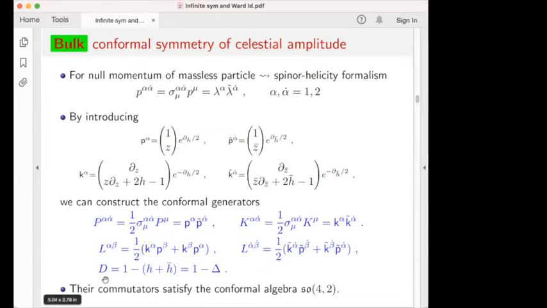And finally, we have the dilatation. In this case, it is given by this 1 plus Δ. So it's very simple. With these conformal generators, we can then compute the commutators, and you will find that indeed they satisfy the conformal algebra SO(4,2). So this gives the conformal generators in celestial space, and they can act on celestial amplitudes.